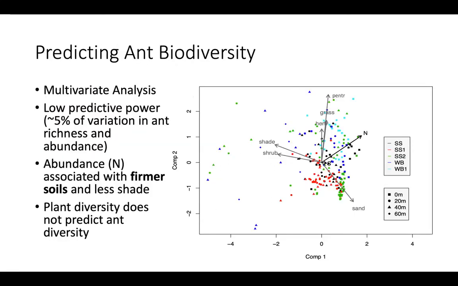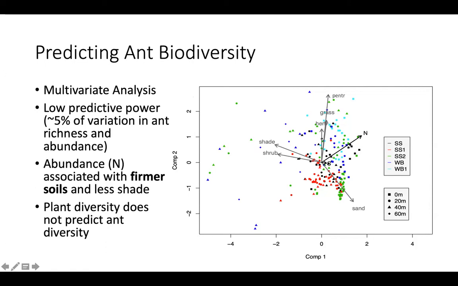And so what I'm going to show you on the next couple of slides is a different analysis. It's a multivariate analysis called partial least squares, which allows you to try to predict one set of variables from another set of variables. What we're going to try to do with this is predict ant richness and abundance. That's where we're going to start here. We're going to try to predict ant diversity from the physical characteristics of the environment.